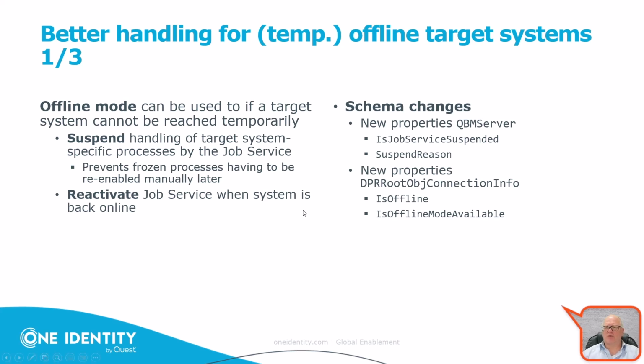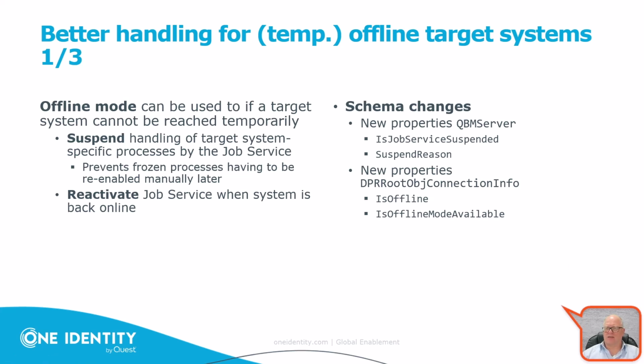And instead of the typical frozen jobs, if such a system is temporarily unavailable, you then typically see a status suspend, which means the system is not there, and reactivate when the job gets back online. Some schema changes were necessary: there is a new property on QBM server, which is job service suspend and suspend reason. And then you will see there the new properties on DPR root object connection info, which are offline and is offline mode available.